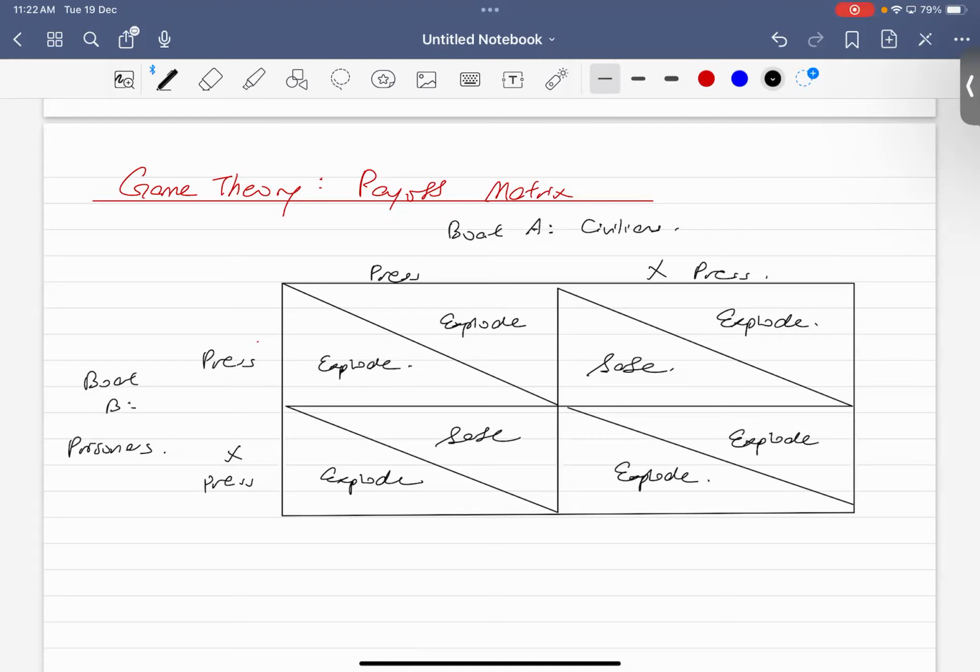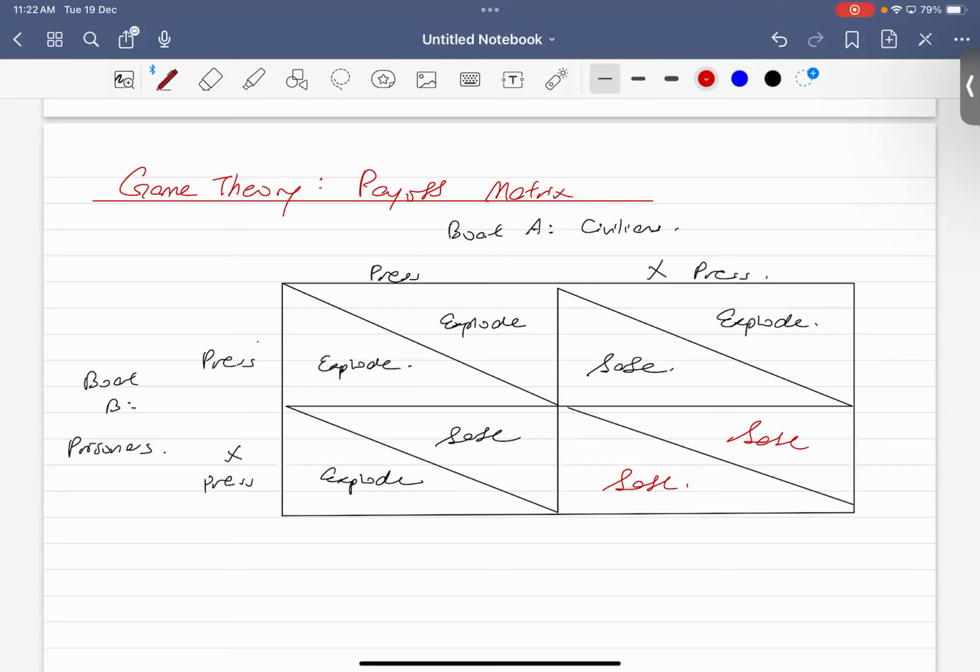So therefore, here you can see that the dominant strategy, the best strategy, regardless of what other people choose, is to press and explode the other boat. Now if I change the scenario a bit, let's say Joker changed the strategy by saying that if both do not press, they both will be safe. So therefore, what is your dominant strategy?